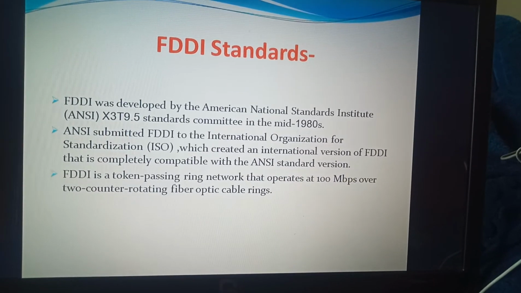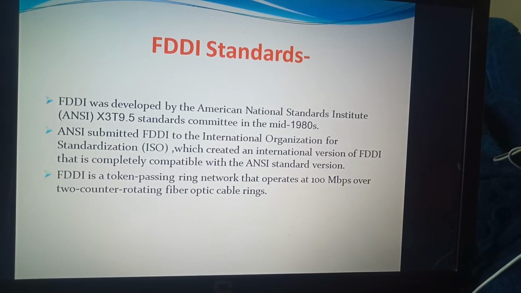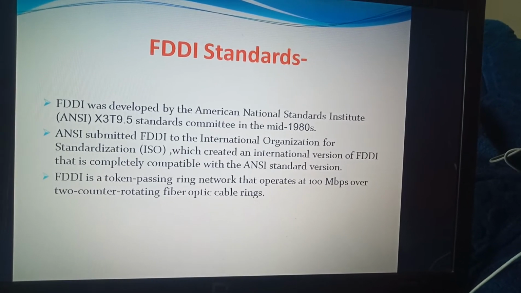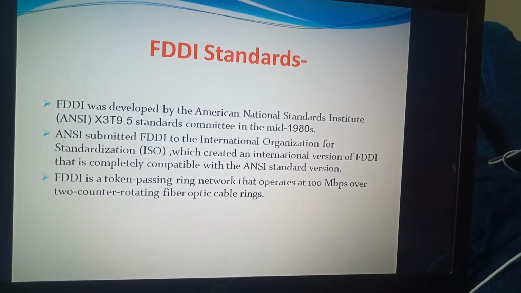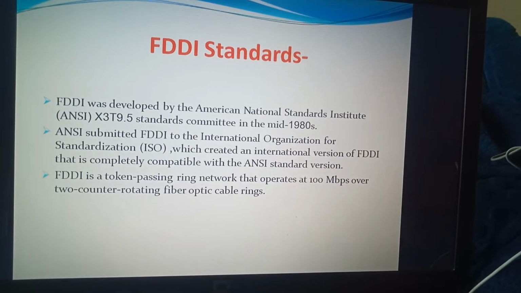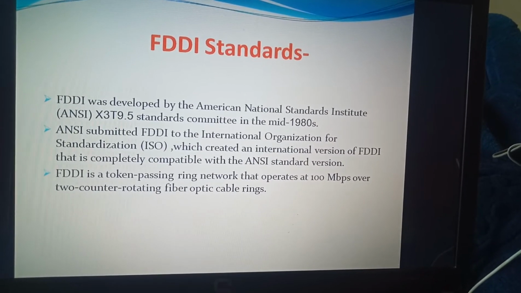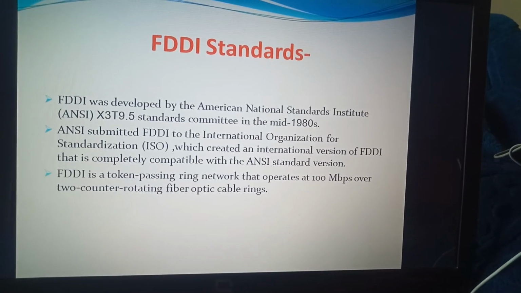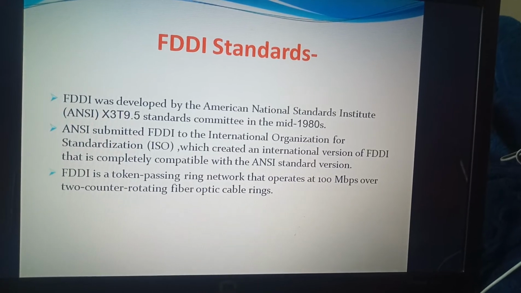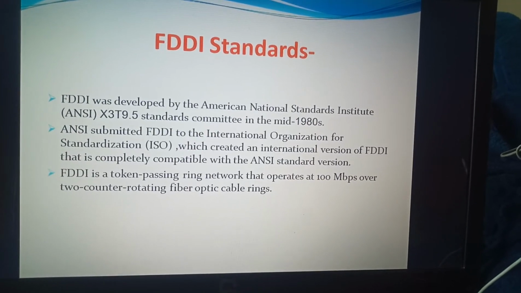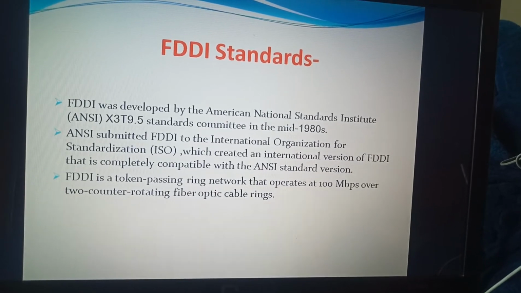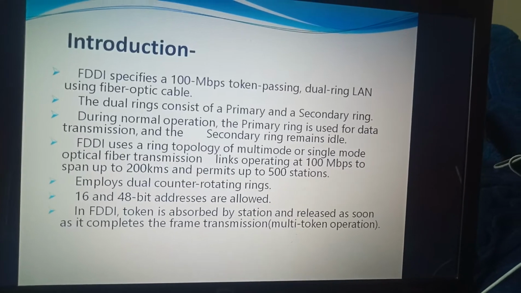ANSI submitted FDDI to the International Organization for Standardization, ISO, which created an international version of FDDI that is completely compatible with the ANSI standard version. FDDI is a token passing ring network that operates at 100 Mbps over two counter rotating fiber optic cable rings. In this, we use fiber optic cable rings in FDDI.